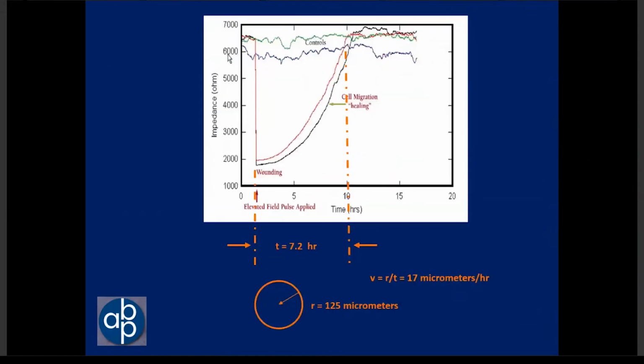And so, if one simply looks at the time it takes from wounding to the return of these curves to control levels, which is about 7.2 hours, and if we think of the cells moving in at a fixed radial speed, they have to go 125 micrometers to get to the center of that electrode. We simply divide that distance by the time to get a migration rate of 17 micrometers per hour.